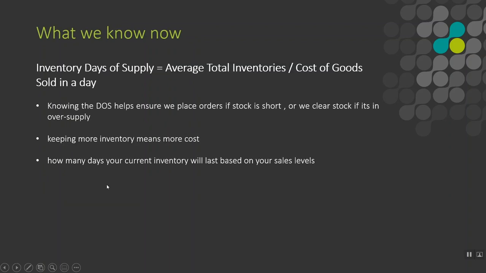Other calculations are the inventory days of supply, which is computed as average total inventories divided by the cost of goods sold in one day. Knowing these days of supply helps us ensure that we place orders in the event that stocks run short, and we go ahead to clear stock if it's in an oversupply state. Keeping more inventory means more costs, so we need to preserve a delicate balance between availability and cost dollars.